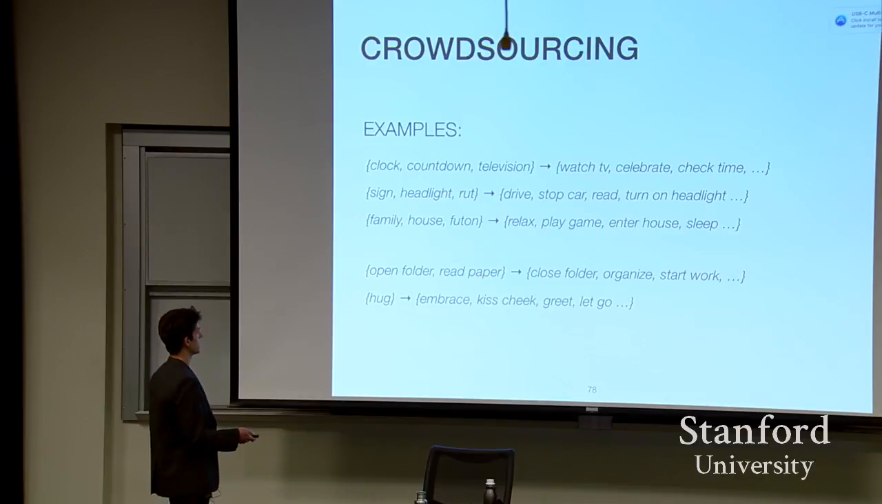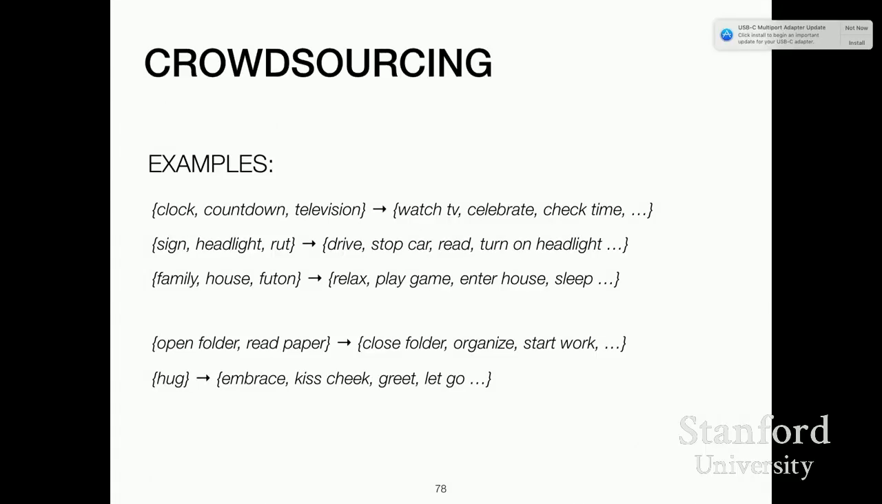And so what we get here is a data set that looks something like this. Here's a few examples. If you give a crowd something like clock, countdown, and television, they'll tell you, well, things like watching TV or celebrating or checking the time. Those are the kinds of things that will happen. Or if you ask the crowd what happens with opening a folder and reading a paper, they'll say, oh, maybe closing the folder or organizing or starting work.